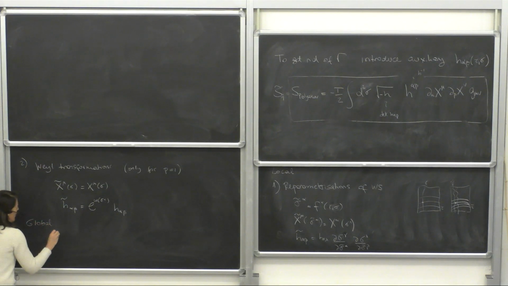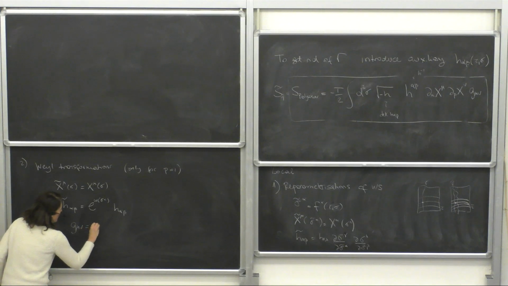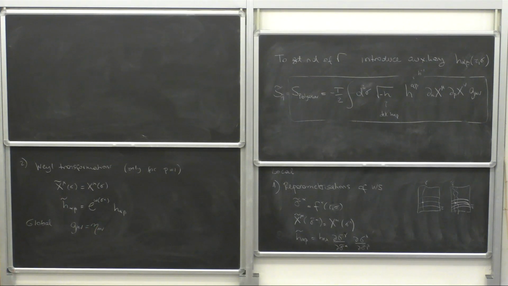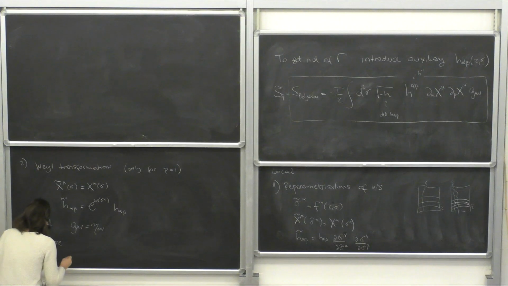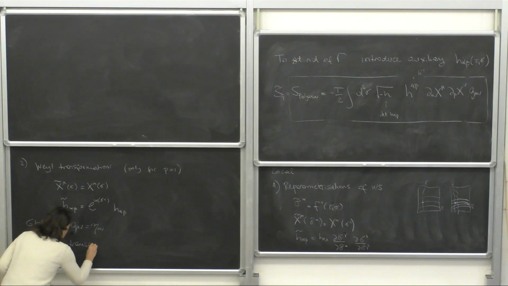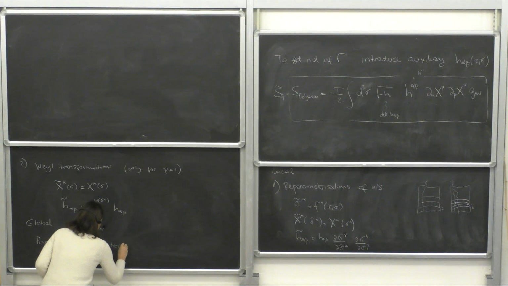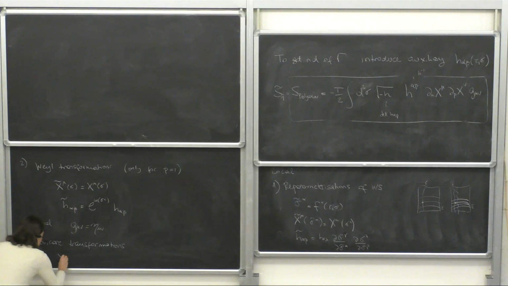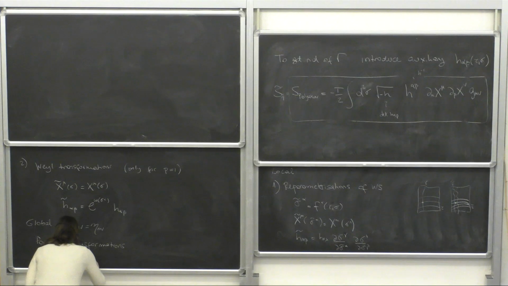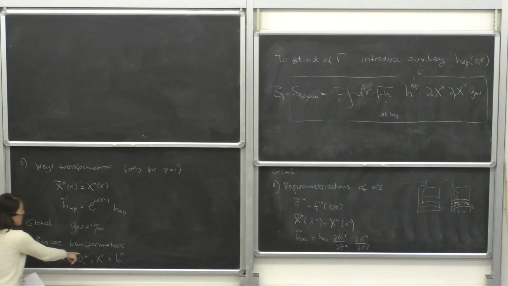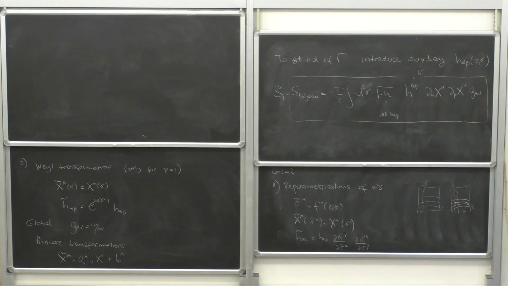And if G_μν is flat, if we are in flat spacetime, then the action also has global Poincaré transformations, which are rotations, boosts, and translations. So x̃^μ equals a^μ_ν x^ν plus b^μ. So rotations, boosts, and translations. This is only if you're in flat space.